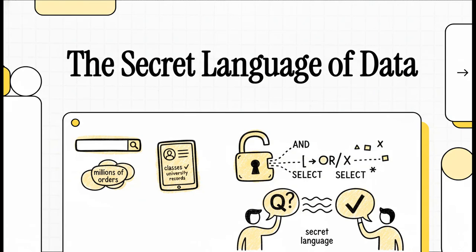Have you ever wondered how a website can just instantly pull up your order from, like, millions of others? Or how your university just knows every single class you've ever taken? It really feels like magic, right? But underneath it all, databases are speaking a secret language. And it's a language of pure logic, a way of asking really precise questions to get really precise answers. Today, we're going to crack that code.